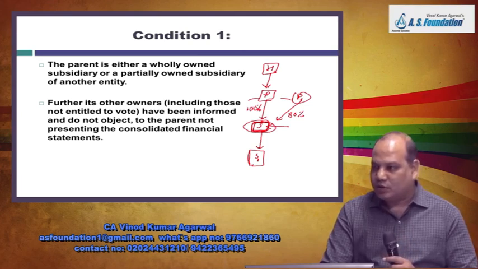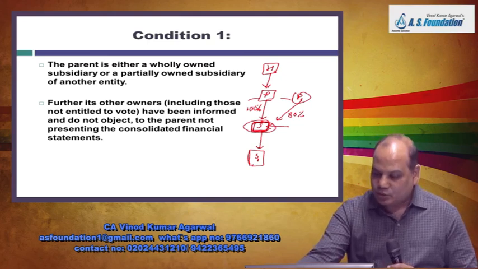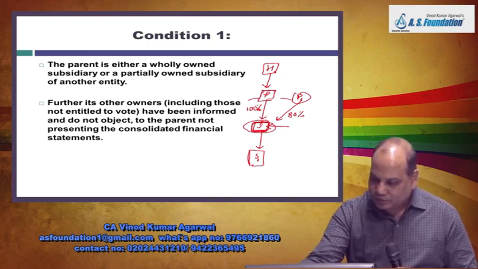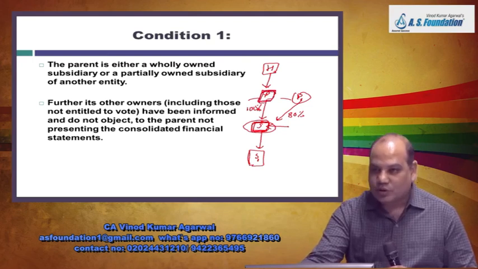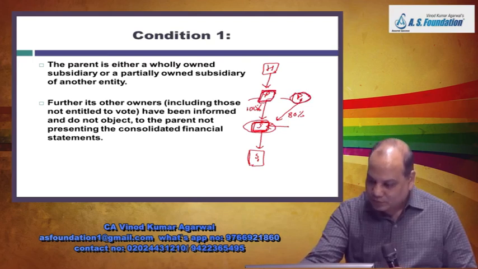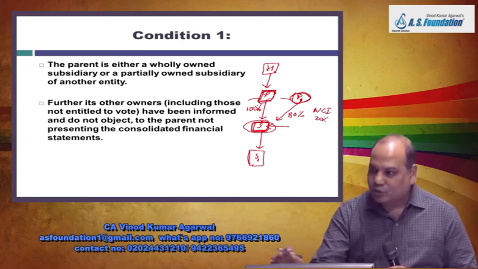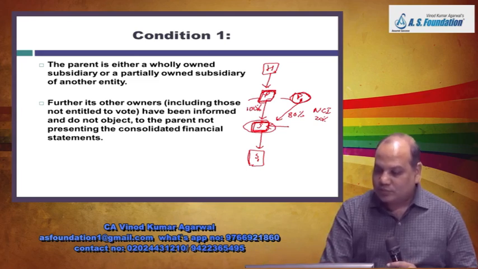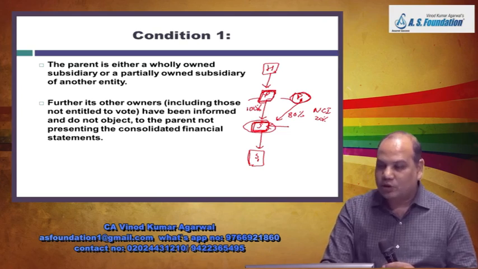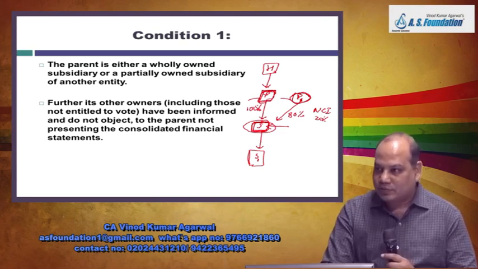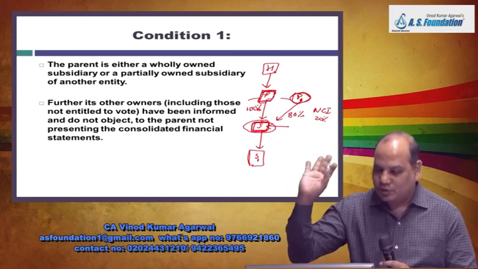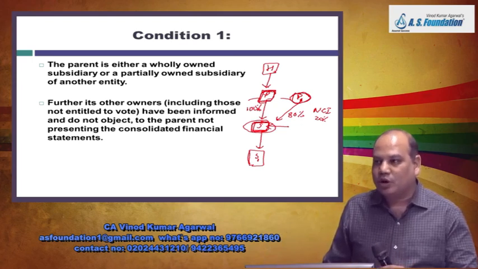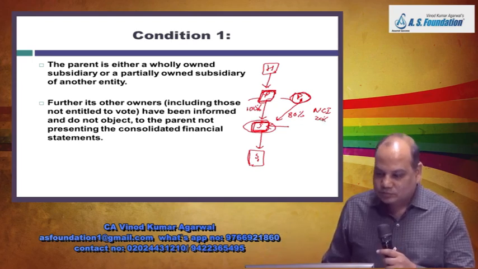So it is a wholly or a partially owned subsidiary, and its owners. Who is the owner? In case of this first example, P is the owner. In case of this second example, P1 and NCI, outsiders holding 20%, they are informed and they do not object to the parent not presenting the CFS. Okay. First condition is that your owners are not objecting to you not preparing the CFS.